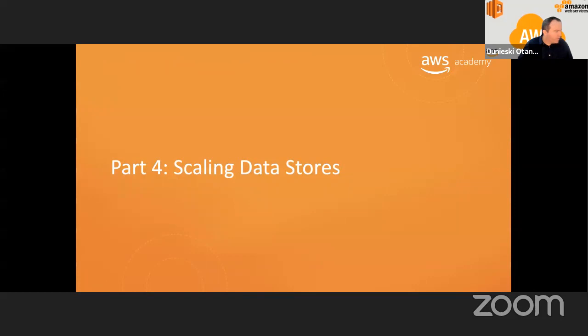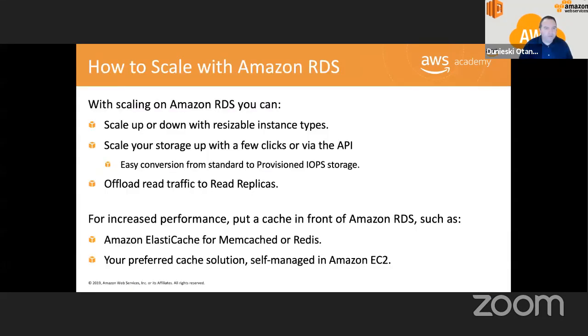So auto scaling data stores, so scaling databases. With scaling on Amazon RDS, you can scale up or down with resizable instance types. Databases also have class types. They also have this R thing or X thing, instance types too. Scale your storage up with a few clicks or via the API. Easy conversion from standard to provisioned IOPS storage. You can also use EBS for databases.